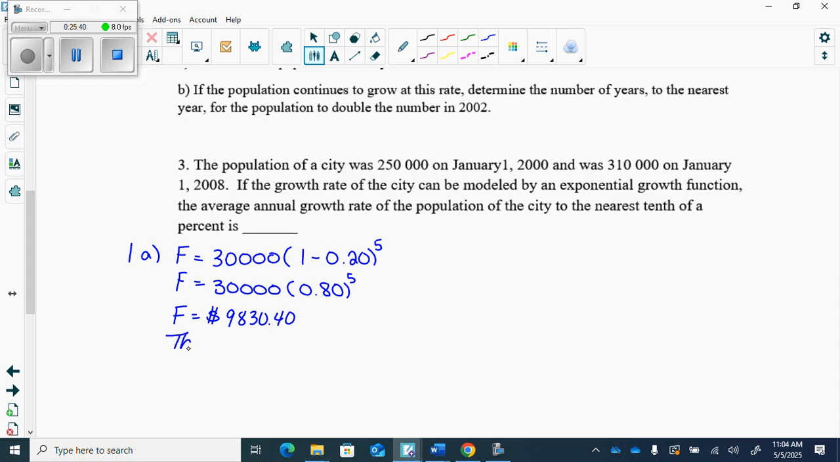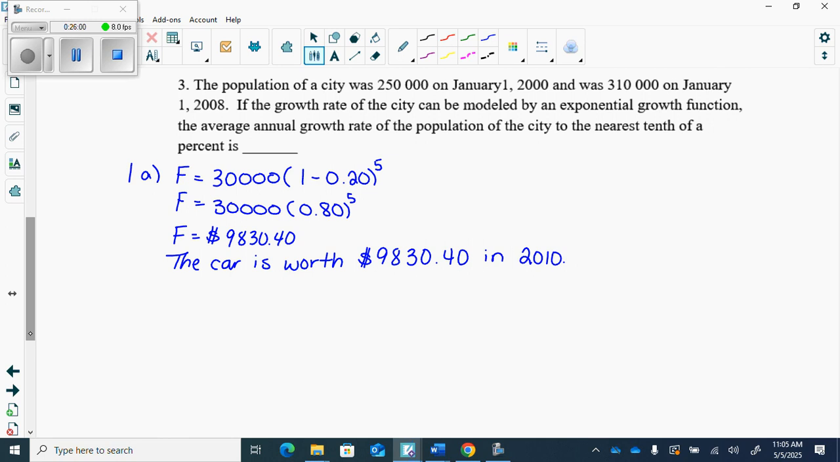The car is worth $9,830.40 in 2010. Yeah? That one's nice. They don't often ask for the final amount. They often ask for the number of years. I've told you this before because that makes you have to convert it, right? Makes you do more algebraic math.